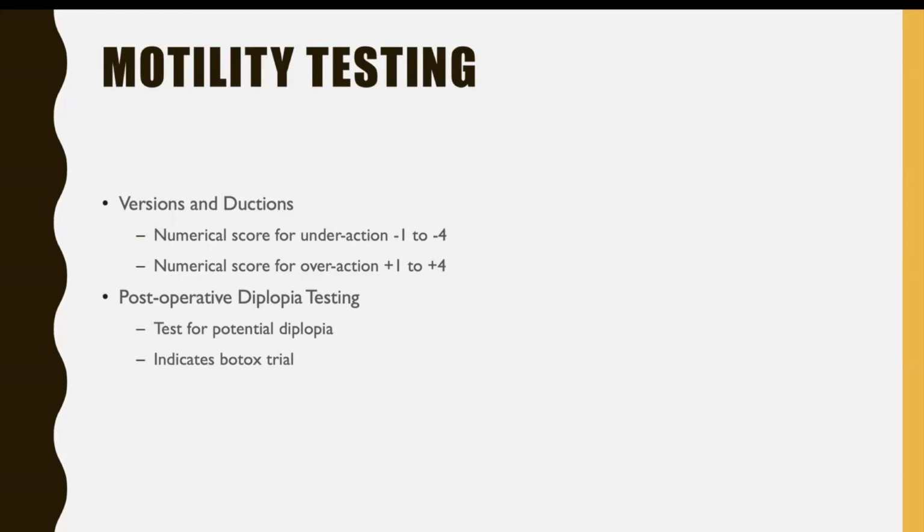-4 is essentially no movement across the midline, down to -1. That's usually a proportion of how much movement. So for example, 25, 50, or 75% of the expected movement.